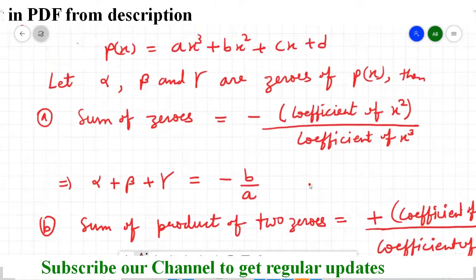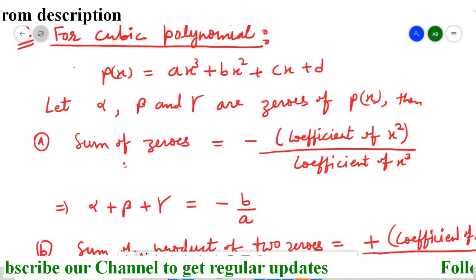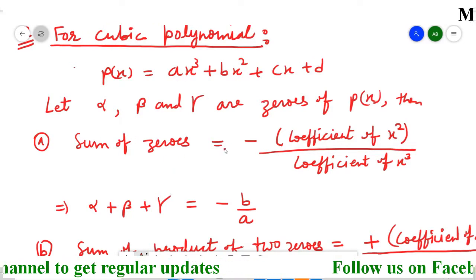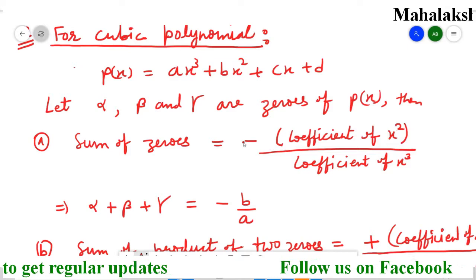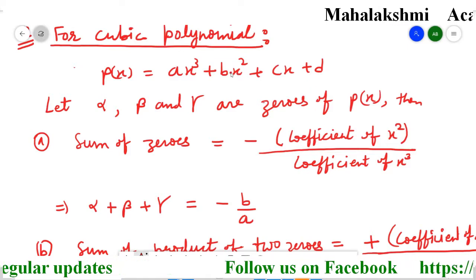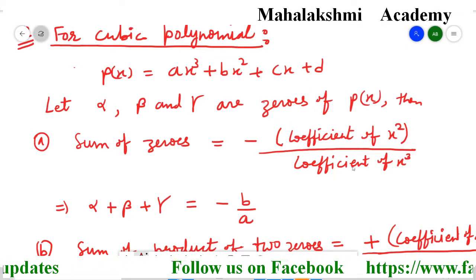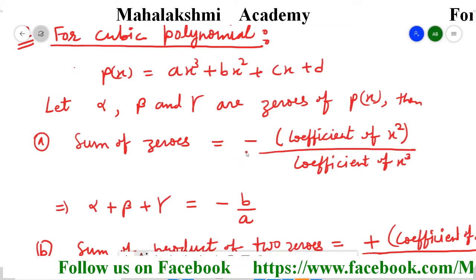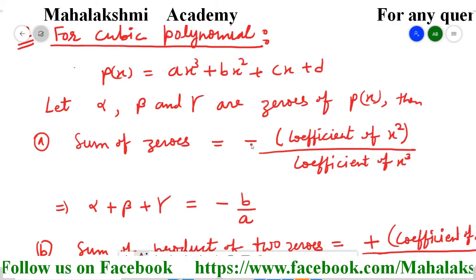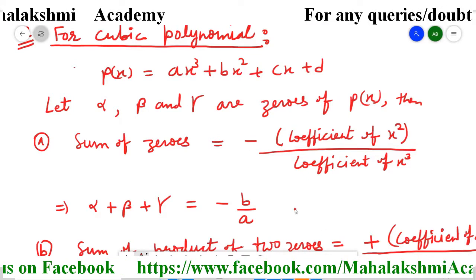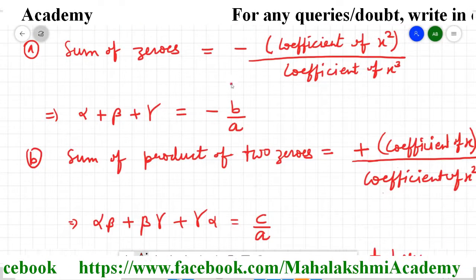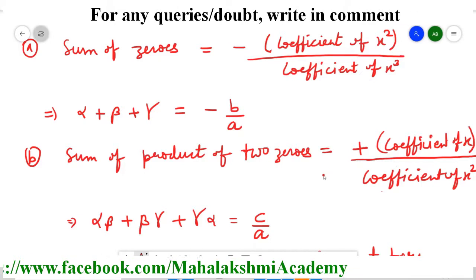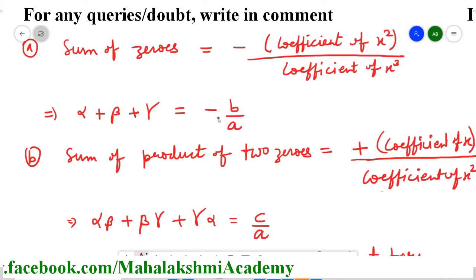Now, one by one we will understand them. The first relationship is the sum of zeros. Sum of zeros means add the zeros, that is minus coefficient of x square upon coefficient of x cube. Since this is the first formula, we start with this. And students, the first formula always starts with a minus sign, then the signs alternate: first minus, then plus, and then minus, like this. So, in the second formula it's going to be plus, and in the third formula it's going to be minus. So, easy to learn.